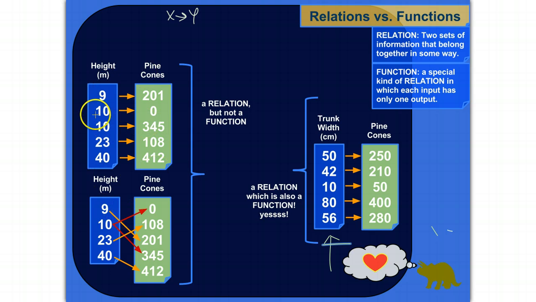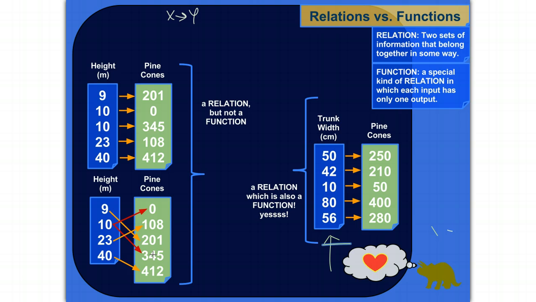And I rearranged the information to make that a little bit more obvious. So I put these numbers in order of ascending height, and instead of having 2 10s there, I collapsed them into one 10. So we have all unique numbers here, 9, 10, 23, and 40. And I just drew arrows to the numbers of pine cones that each one is associated with. So the one that had a height of 9 had 201 pine cones, so 9, 201. Well, the height 10 has both 0 pine cones and 345 pine cones.